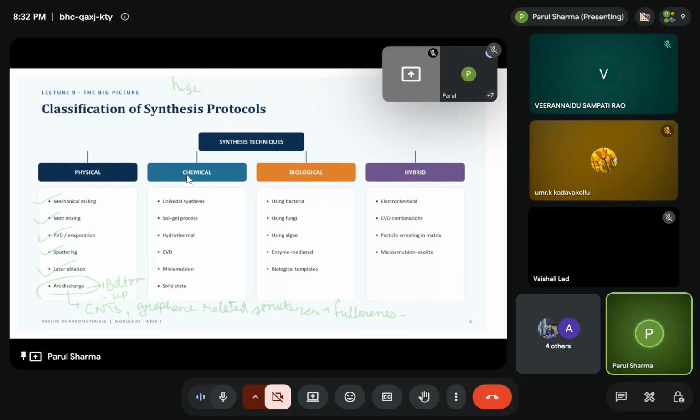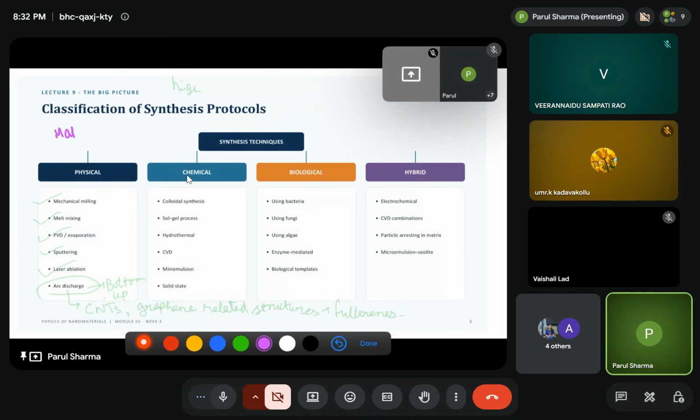So matrix can be a polymer, ceramic, glass, carbon, semiconductor. So the nanoparticles will form the dispersed phase while the matrix forms the continuous phase.